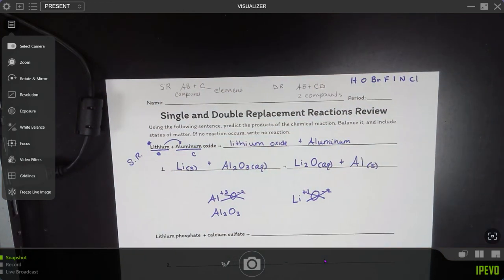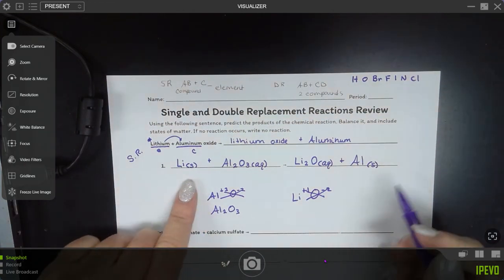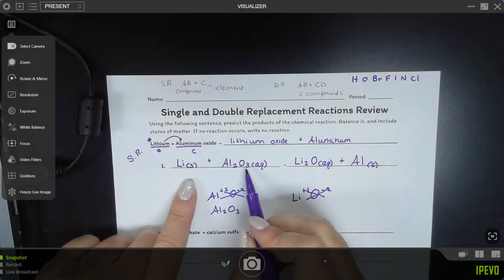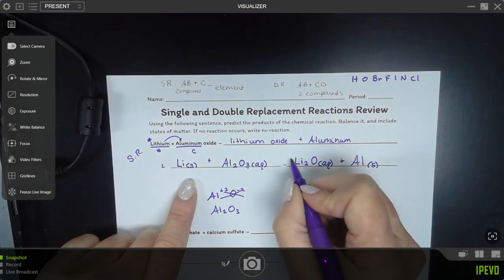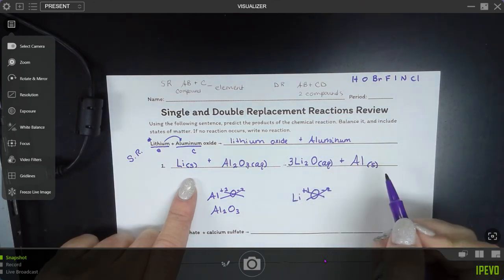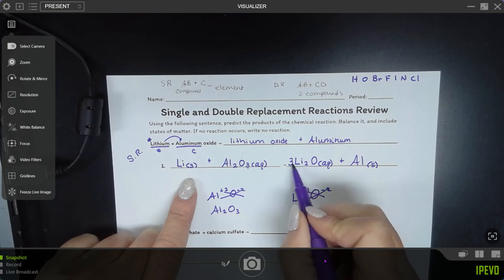Now let's see, is this balanced? The answer is no. I'm going to start with my oxygen. I have 3 oxygen on the left and only 1 on the right. If I put a coefficient here, now I have 3 oxygen on each side. I also have 6 lithium.